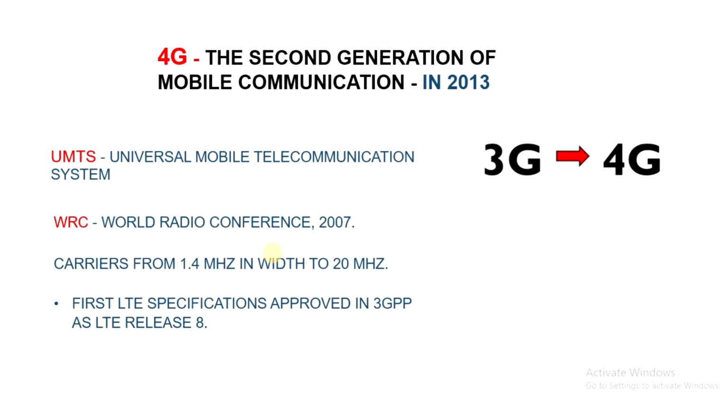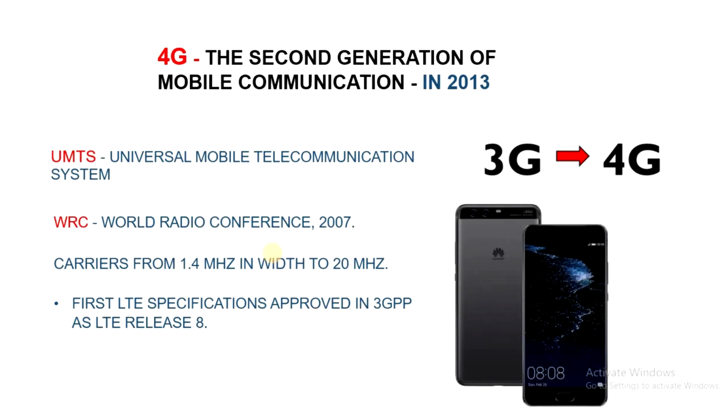During the World Radio Conference in 2007, the standard was also designed to operate with component frequency carriers that are very flexible in arrangement and supports carriers from 1.5 MHz to 20 MHz in width. The LTE standard offered significant improvements in capacity and was designed to transition cellular networks away from circuit switches to packet-switched functionalities, which provided a major cost reduction from the previous generation. At the end of 2007, the first LTE specification was approved in 3GPP as LTE Release 8.